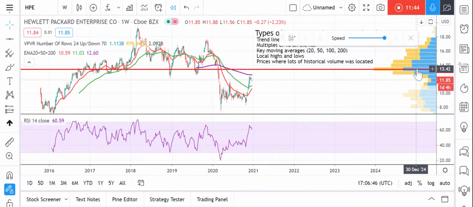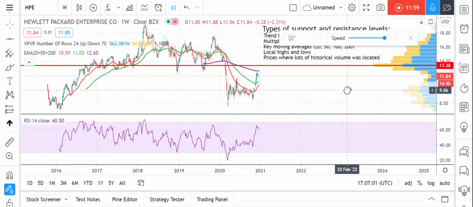That's what this blue bar is. So that's buying volume versus selling volume. The orders that people placed here historically have been mostly buys rather than sells. So we would then know that this is possibly a pretty significant support level.